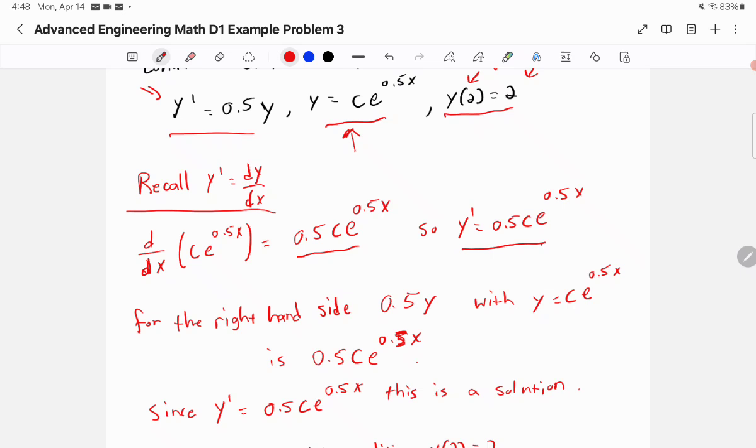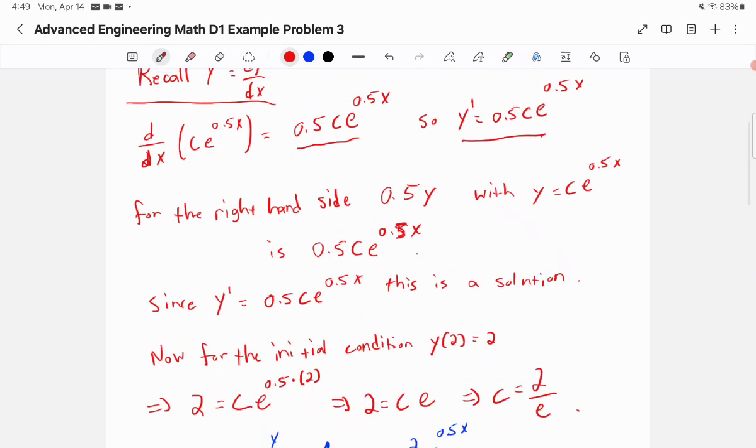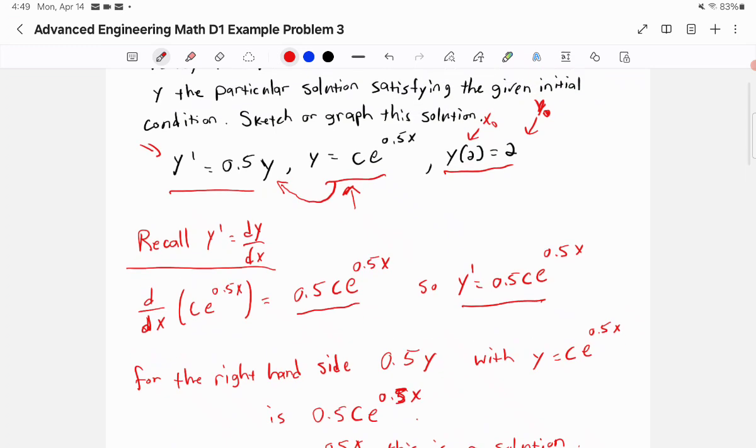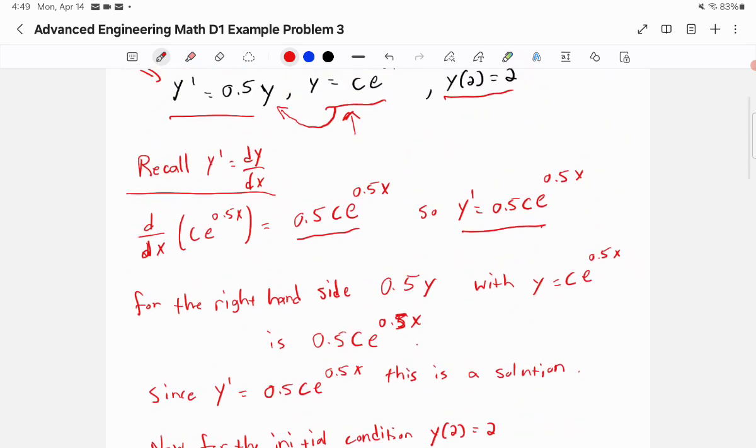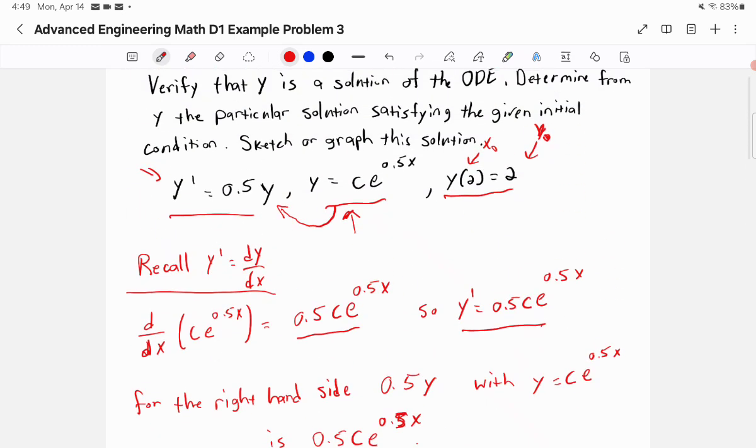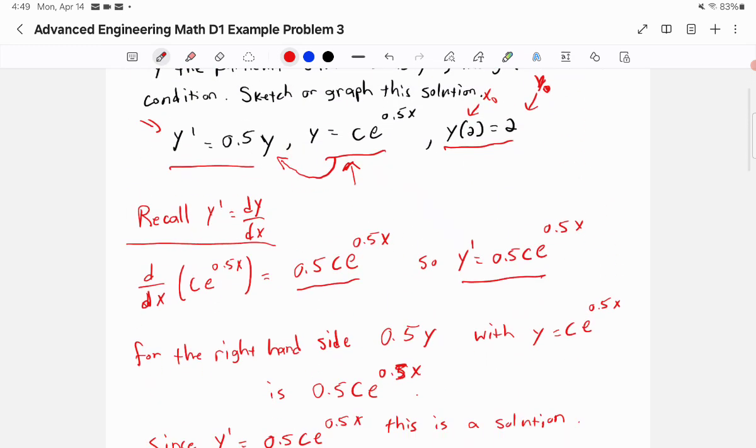Now I should be able to substitute c e to the 0.5x for y on the right-hand side and verify that I get the same thing. And you should see that if I substitute this in, that's exactly what I get, 0.5 c e to the 0.5x. Therefore, this is a solution to the differential equation, and it is a general solution.